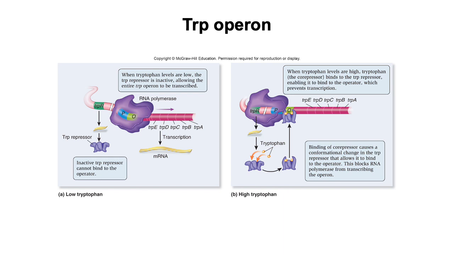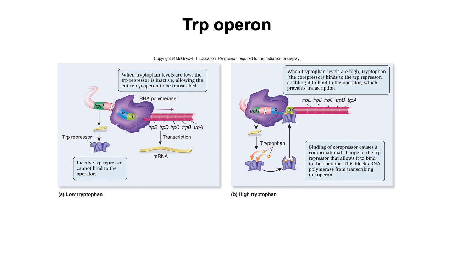So if there's high tryptophan in the environment, it gets transported into the cell, and that effector molecule, or tryptophan itself, binds to the repressor, changes its 3-dimensional structure. So now that repressor can physically associate with the operator, and you can see in panel B there, it then blocks the ability of the RNA polymerase to move down that DNA and synthesize the messenger RNA.